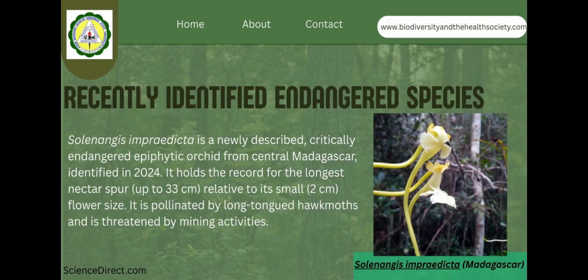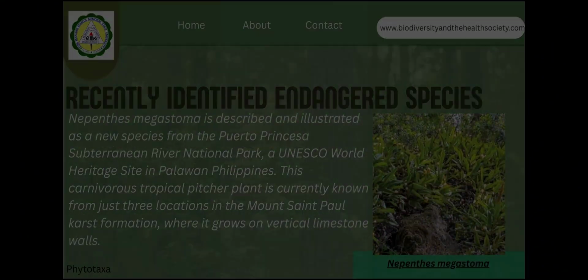So let's move on to recently identified endangered species. First on the list is the Solenangis, identified in 2024 as a critically endangered epiphytic orchid from central Madagascar. It holds the record for the longest nectar spur, approximately 33 cm, relative to its small 2 cm flower size. It is pollinated by long-tongued hawkmoths and is threatened by mining activities.